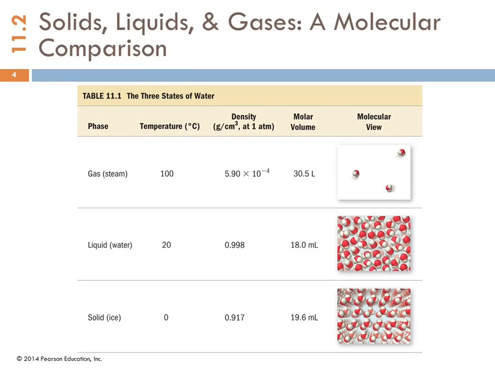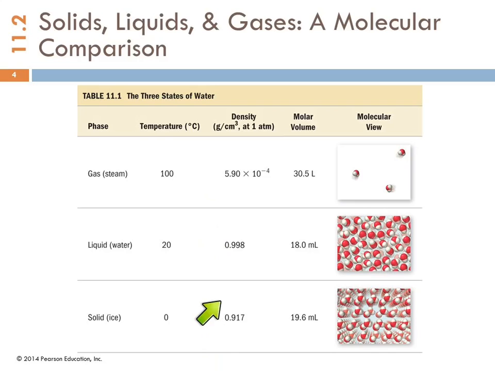We've been over the three states of matter, but let's just review. We are familiar with water in all three states. In the gas state, we call it steam. In the liquid state, we just call it water. And when it's a solid, we call it ice.